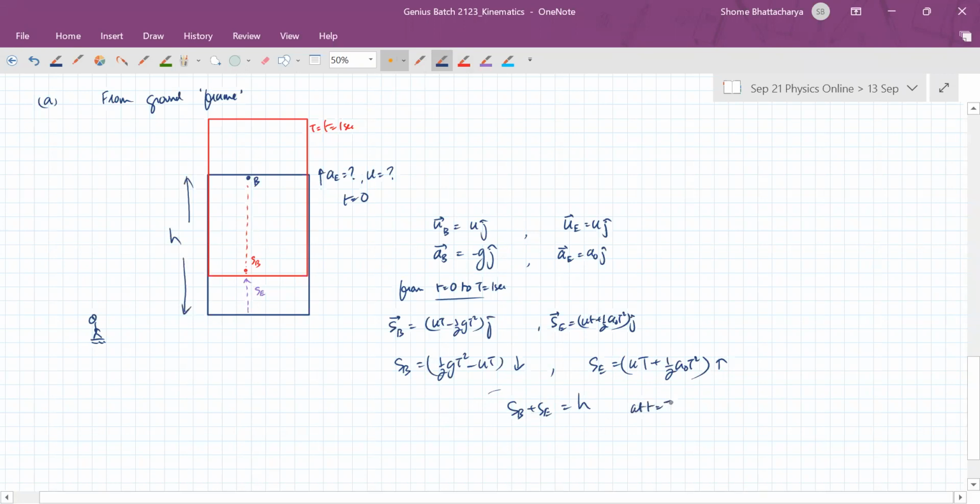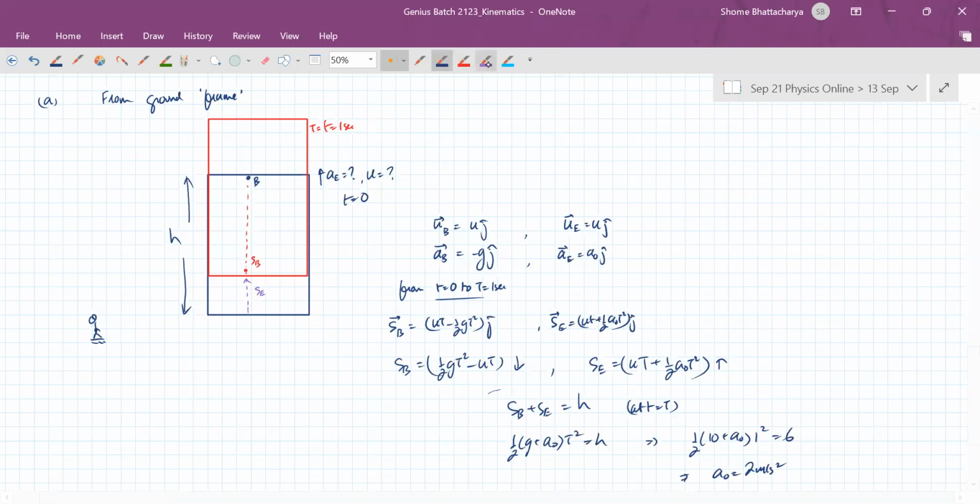At t equal to capital T, the sum of these two displacements gives that same relation. But as far as the path of the bolt is concerned, it's a little bit more complicated.